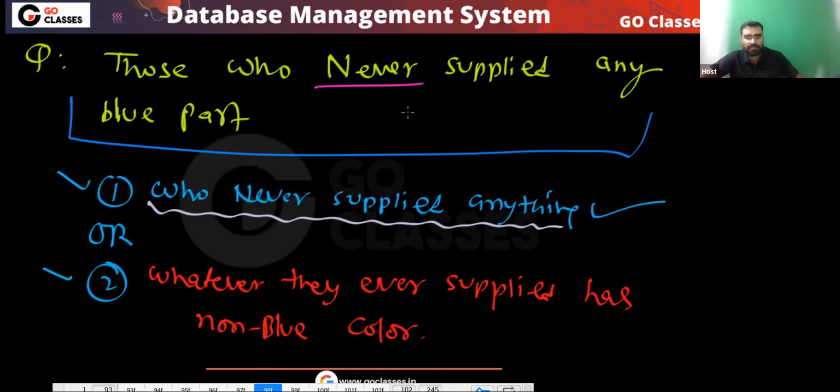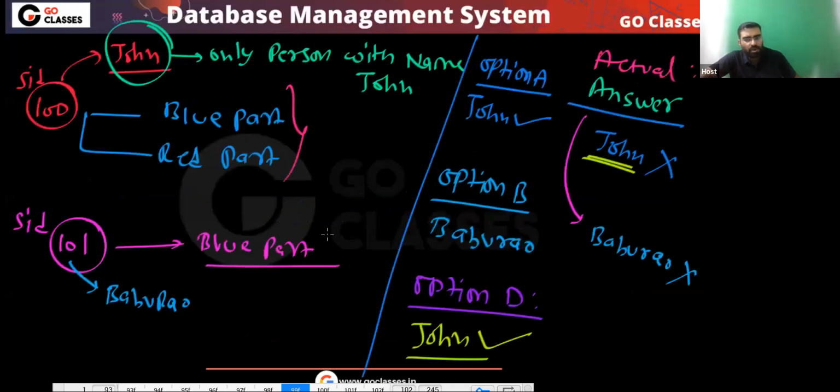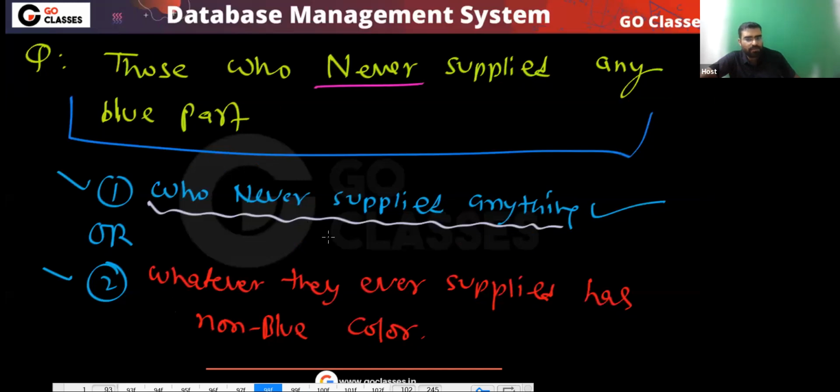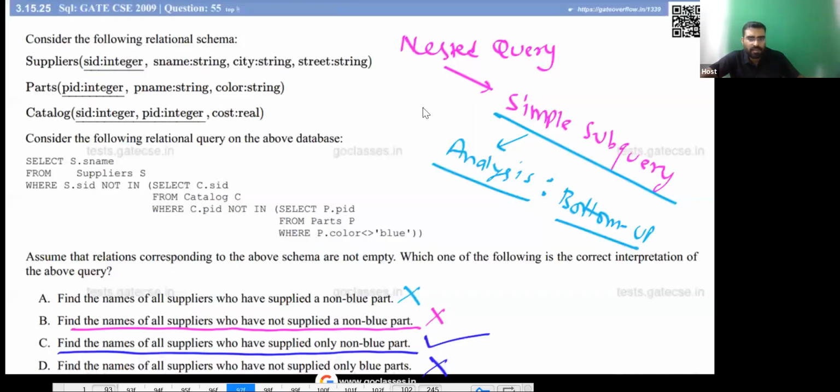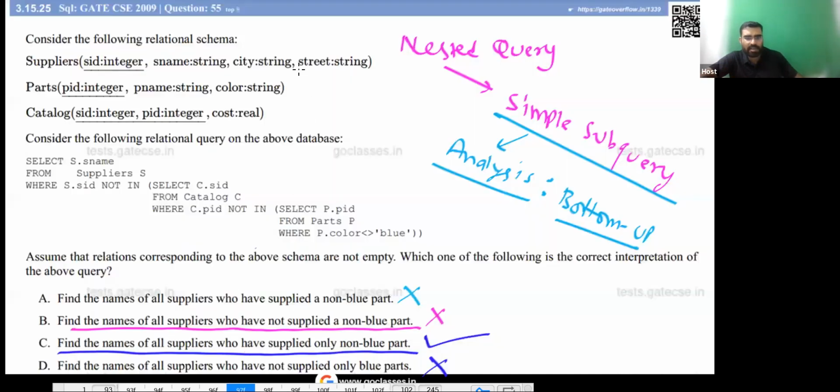Who does not supply anything? Option C does not cover those people who did not supply anything. Is this clear? Agree or not? Let me know. But anyway, from the question, option C looks like the best answer. This is the only problem, that these people are not covered. But from the options, you can very easily see option C is the best answer.